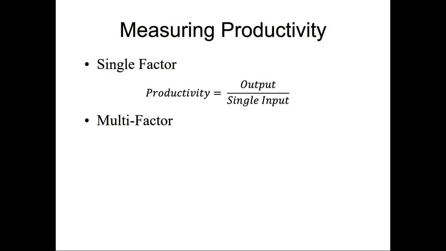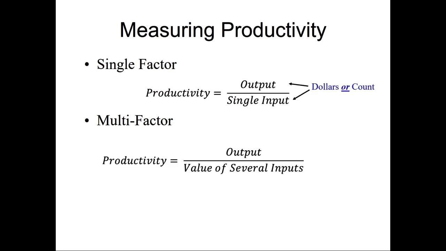Now let's switch down to multi-factor. Multi-factor, still output divided by input, but I can include multiple inputs. That's where the multi comes into multi-factor, multiple inputs. Now the challenge with multi-factor, please hear this. For measuring the output, you can use dollars, as I talked about a moment ago in single factor, or you can use a count. So you could use pounds of granola produced, or you could look at the value of that granola produced. Either one, doesn't matter. On the bottom, though, everything has to be converted to dollars.